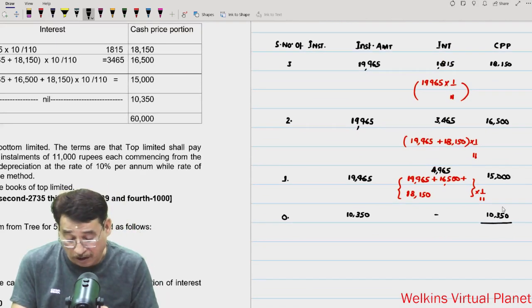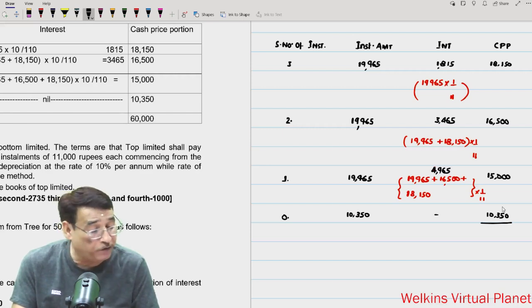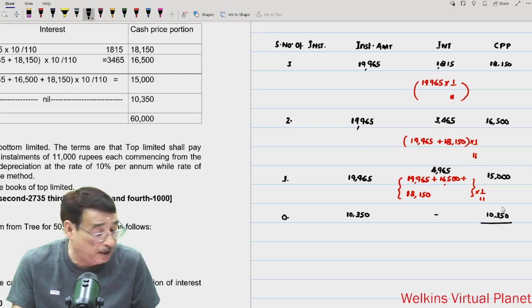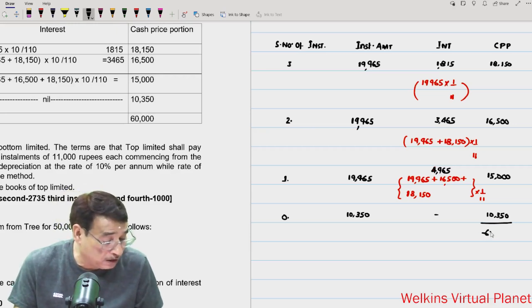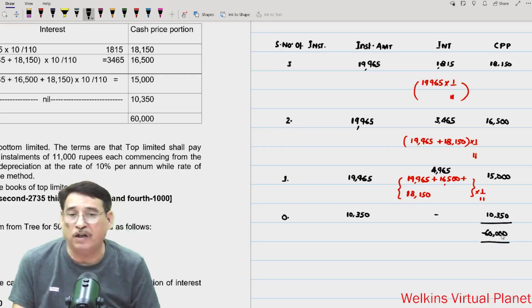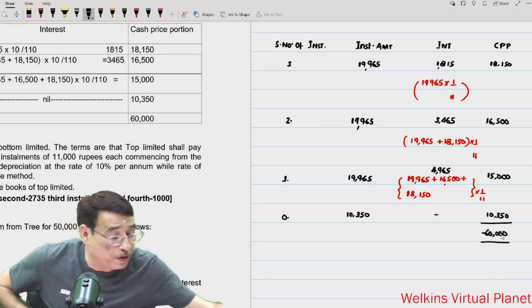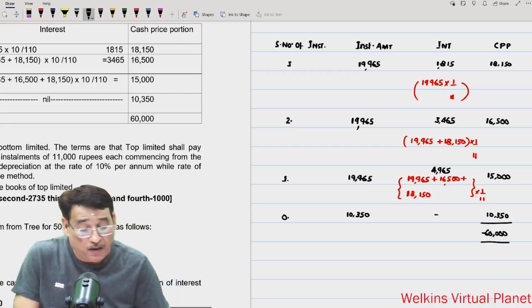Now, if I add all the cash price portions, that will let me know the cash price. So the cash price is 18,150 plus 16,500 plus 15,000 plus 10,350. That is 60,000. So 60,000 will become your cash price. Is it clear to you or not?